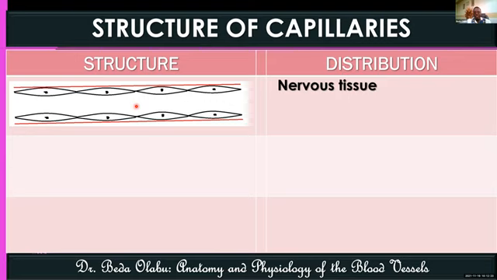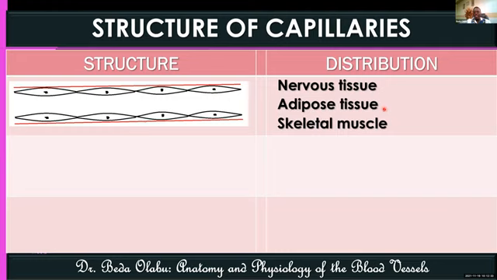Continuous capillaries are found in the central nervous system. We find them in adipose tissue. We find them in skeletal muscles. They're the same ones which are also found in the skin. Those are continuous capillaries.